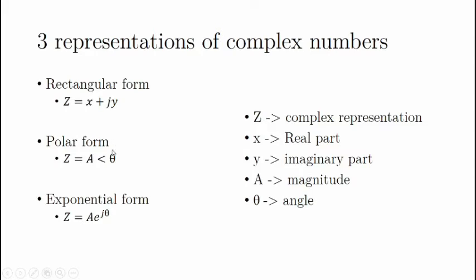Considering the polar form, z is equal to A angle theta. A gives the magnitude, whereas theta gives the angle between the vectors. And again the exponential form, z is equal to A e raised to j theta, where e raised to j theta is the exponential part, which is equal to cos theta plus j sin theta.